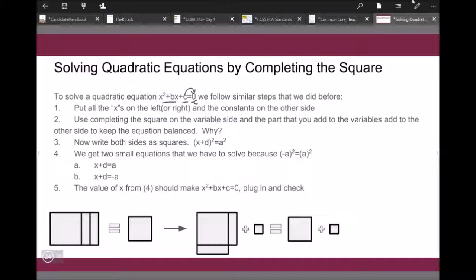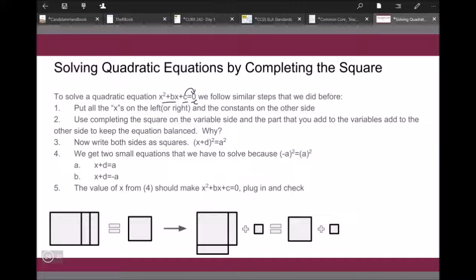Use completing the square on the variable side, and the part that you add to the variables, add to the other side to keep the equation balanced. Now write both sides as squares, since we'll have them both as squares. And then we get two small equations. I'll show you how that works. And then we can check it by plugging it in.